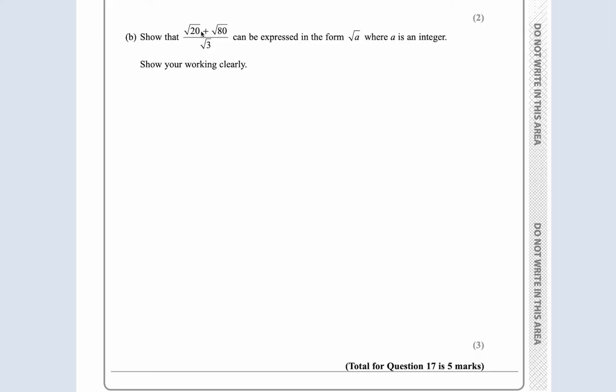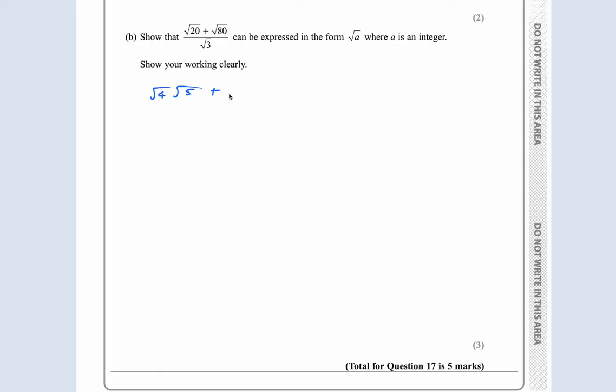First thing to note, root 20, I can write root 20 as root 4 times root 5. So it's good to always look for the square numbers within these surds. So these are called surds. So root 20 I can write as root 4 times root 5. 4 times 5 is 20. The square number is 4. The reason I like the square number is because I can just write that now as 2. But anyway, I'll get to that.